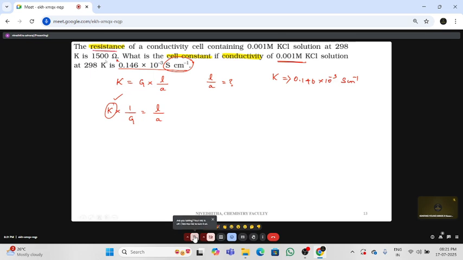So, what is the relationship between resistance and conductance? We know G is equal to 1 by R, or R is equal to 1 by G, right? So, here we are provided with the resistance value, which is 1 by G, which is 1500 ohm. So we have the value of kappa and also the value of 1 by G. Please substitute in the formula and come up with the value of cell constant. I want it with the unit.